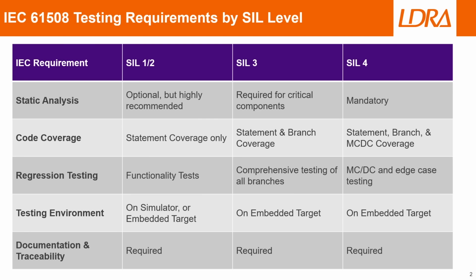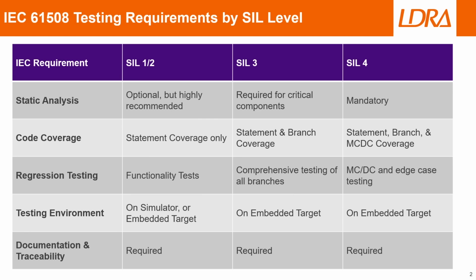The next category is code coverage, which for SIL levels 1 and 2 is only requiring statement coverage. For SIL level 3, statement and branch decision coverage are required. For SIL level 4, statement coverage, branch decision coverage, and modified condition decision coverage, or MCDC, are all required at 100% coverage.